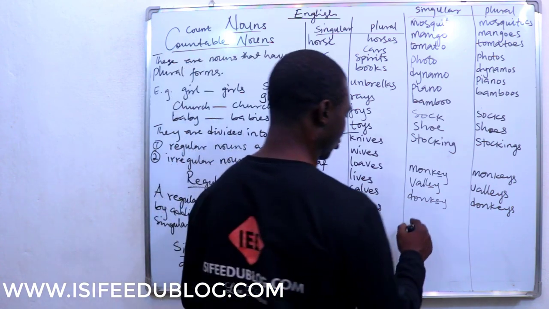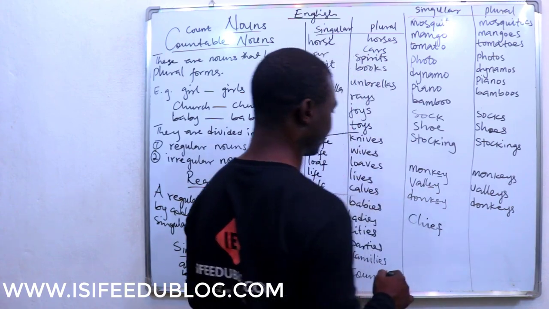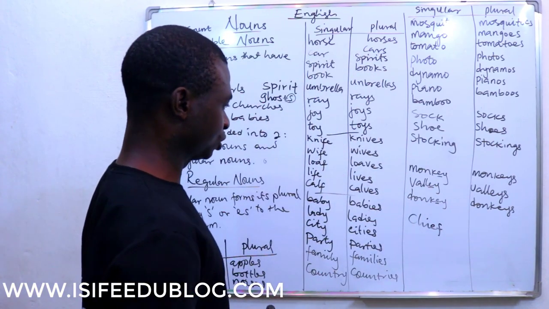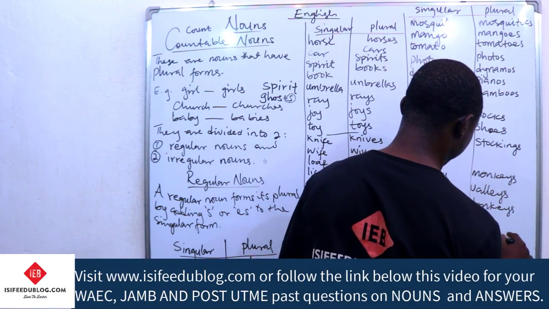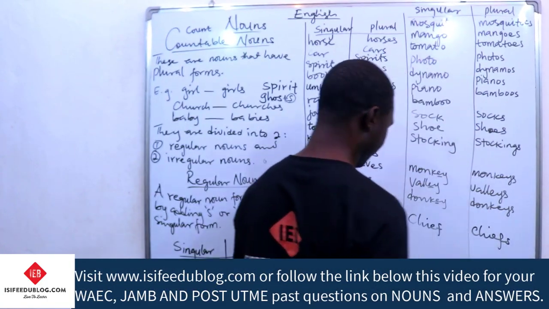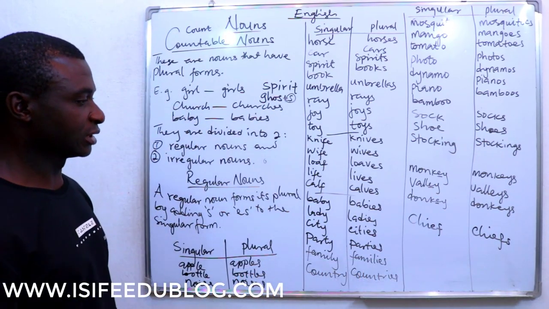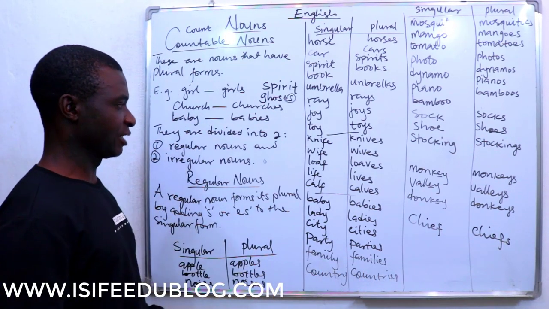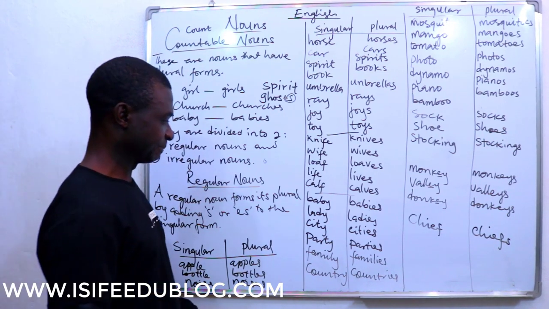chief is one word where you have the F retaining its position in the plural form. So you have chiefs, right? Chief for chiefs. The F does not change. I think roof behaves the same way. Roof, roofs, the F is retained.